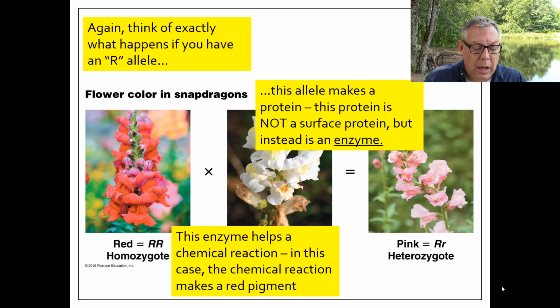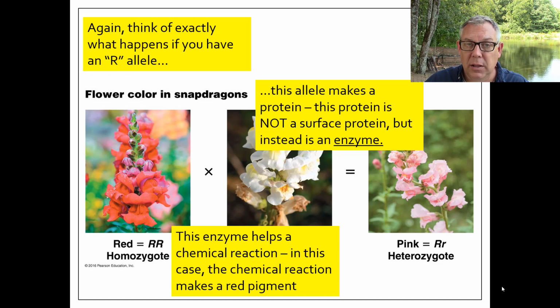Again, think of exactly what happens if you have that big R allele. That is a form of a gene that makes a protein. Now, before, when we talked about blood types, that was a protein that sat on the surface of a cell. That was its job. But you remember I gave you that whole list. Proteins do a lot of things. In this example, the protein that is made is an enzyme. What do enzymes do? Enzymes help chemical reactions. In this case, the chemical reaction is one that creates a red pigment.